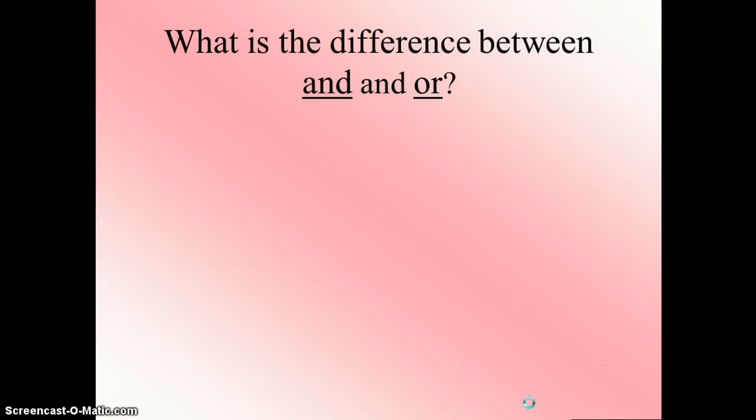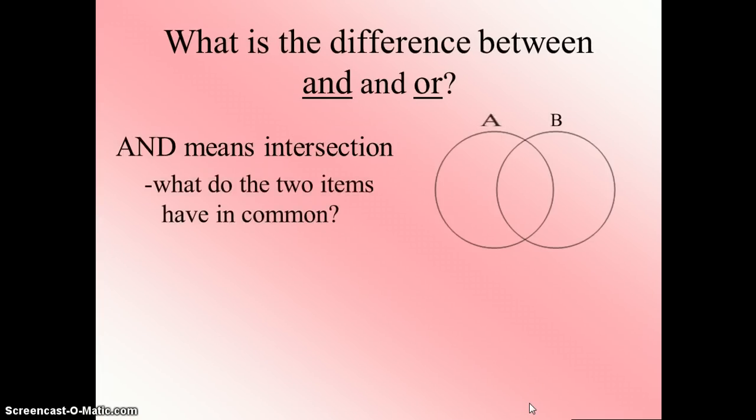All right, so what's the difference between "and" and "or"? Well, "and" means there's an intersection. What do the items have in common? Right here is where they overlap. This is like a Venn diagram. I don't know if you've ever seen those before. Basically, this is all the solution A, all solution B. Here's where there's solution A and B, kind of a combination of both.